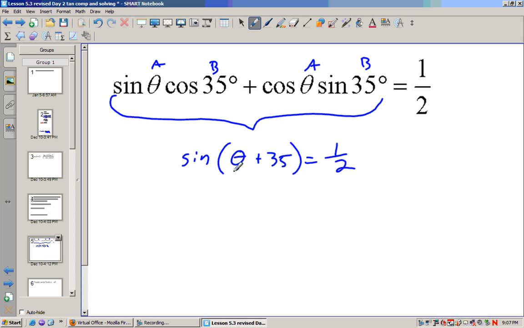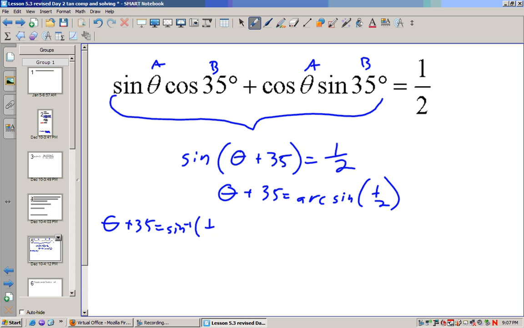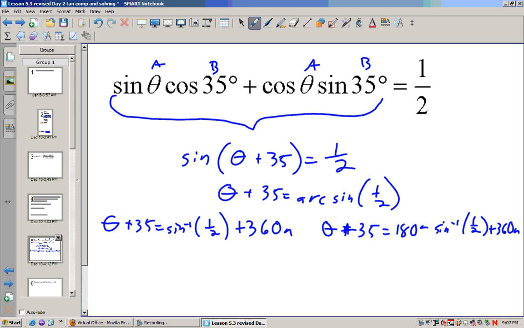So then to solve this from here, I take the arc sine of both sides, and the arc sine is the inverse sine plus 360n, and then 180 minus the inverse sine of 1/2 plus 360n. So the inverse sine of 1/2, 1 over 2, that's 30 degrees.